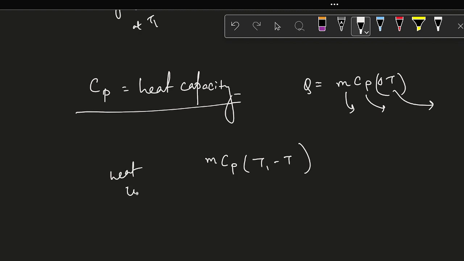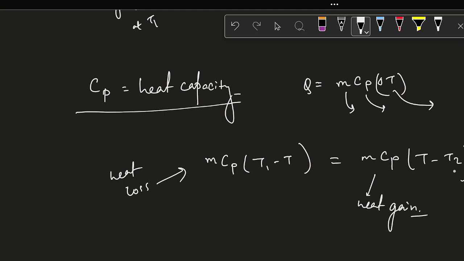It is heat loss, not heat gain, because it is lost from the hot water, and the heat gain is mCp(T minus T2). Here m is the same for both waters, since they have the same mass. This is the heat gained by the cooler water at temperature T2, and it has reached the final temperature, which is greater than T2. So that's why T minus T2.